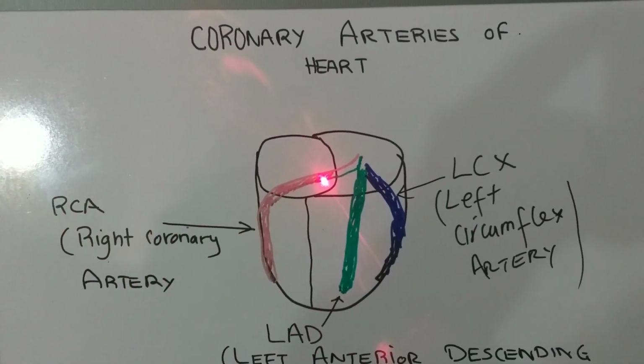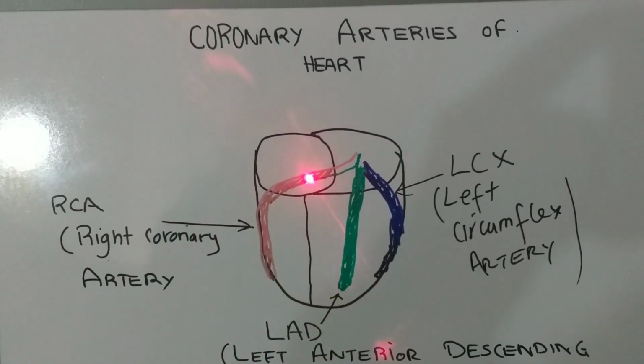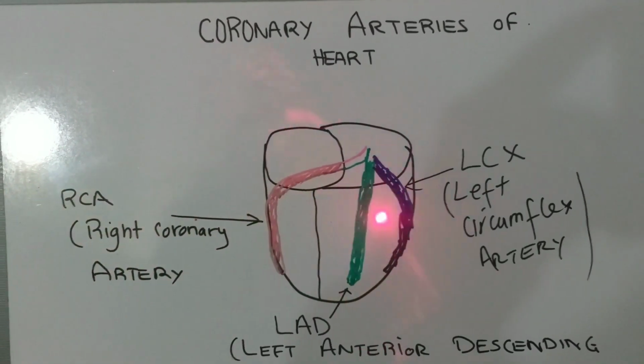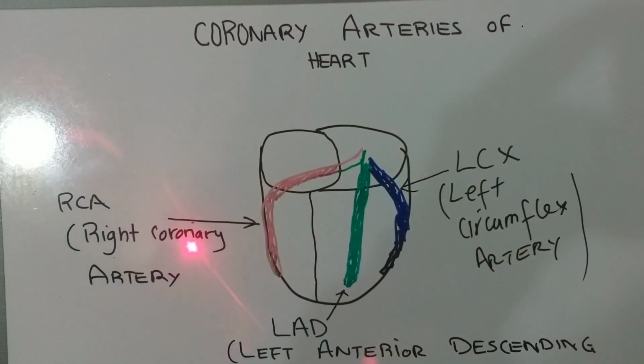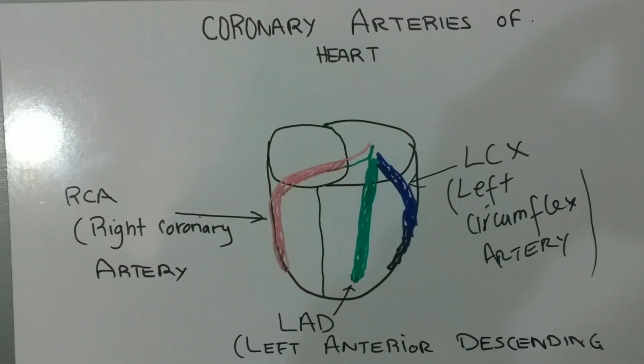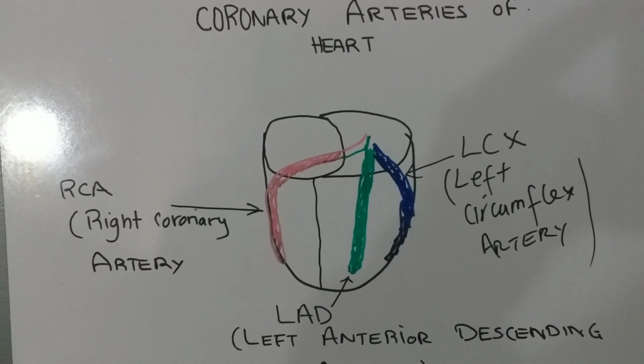And there are two branches of the right coronary artery: one is the posterior descending artery and one is the right marginal artery. Whichever of the two, right coronary artery or left circumflex artery, gives off the posterior descending artery is known as the dominant coronary artery of the heart.